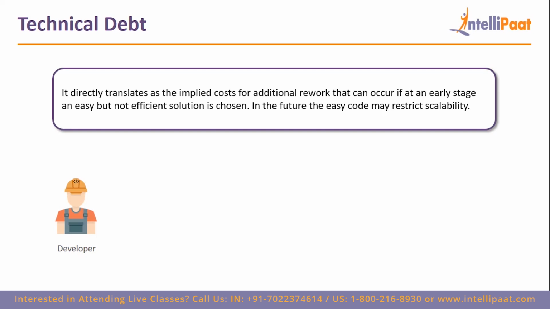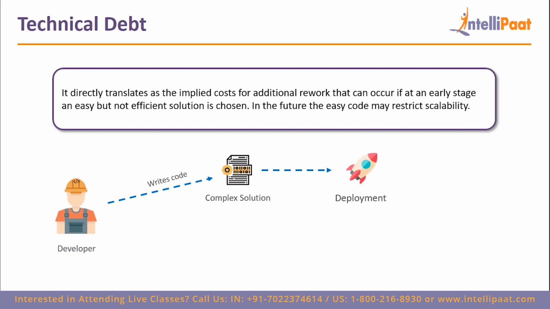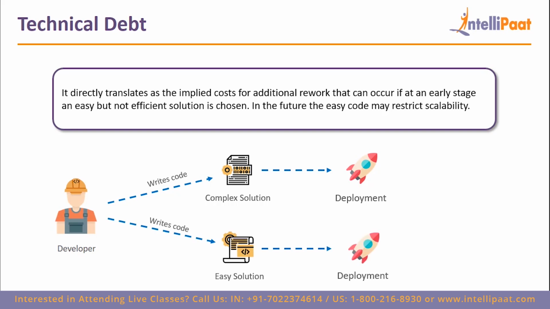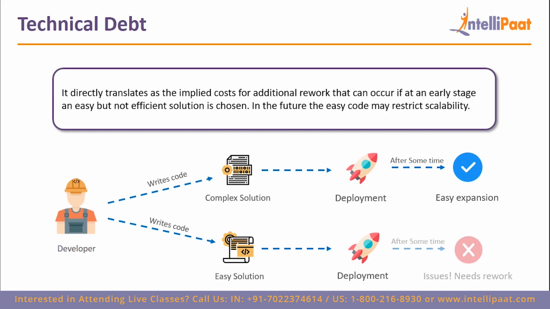Now imagine you're a developer and you write code with a complex solution to a problem and then you send it for deployment. You can do this in two ways. You can either write an easy solution or a complex solution and then send them for deployment. But there's a chance that the complex solution that you've written, after some time, can allow for easy expansion. But the easy solution that you found early would not allow the same.